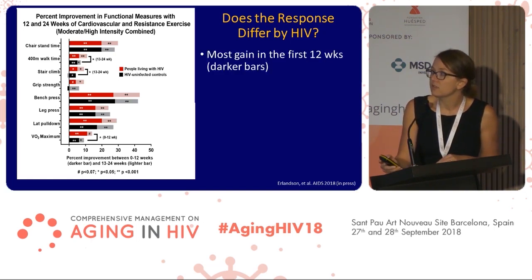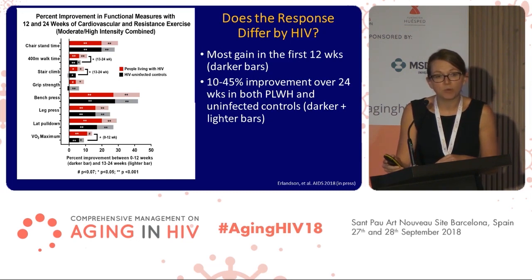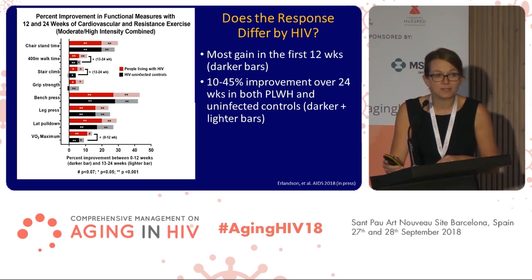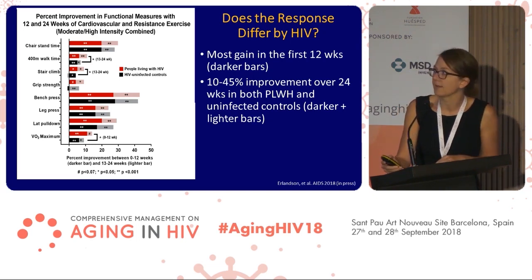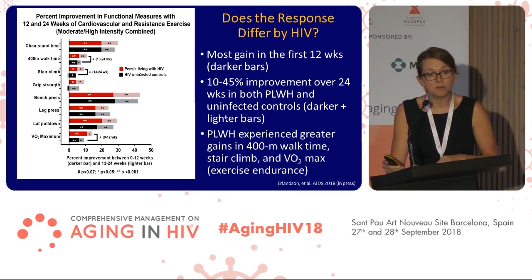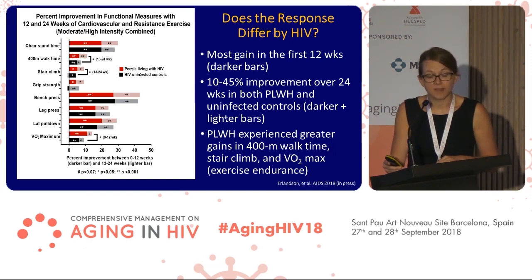So to start, just taking a glance at this, you can see that most of the improvements that people had were really in the first 12 weeks of exercise, shown in that darker color bar. And then overall, people had about 10 to up to 45% improvement on these measures just by exercise over the 24 weeks. And those results seem to be pretty similar, actually, regardless of HIV status. We did see some important differences in that the people with HIV actually had more improvement in their 400-meter walk time, their ability to climb a flight of stairs, and their VO2 max, measure of exercise endurance.